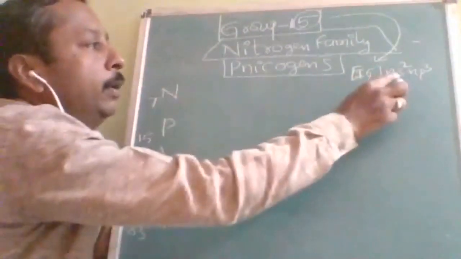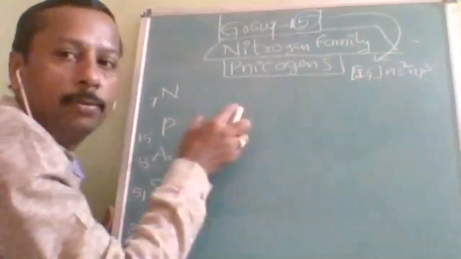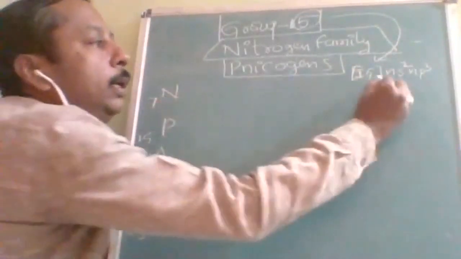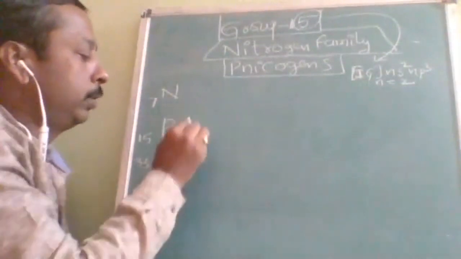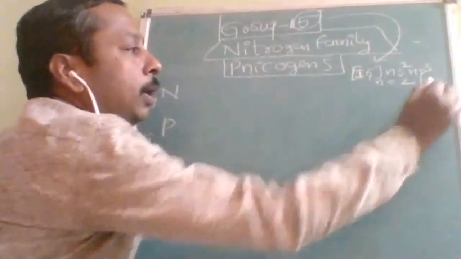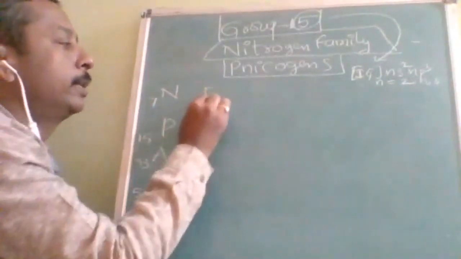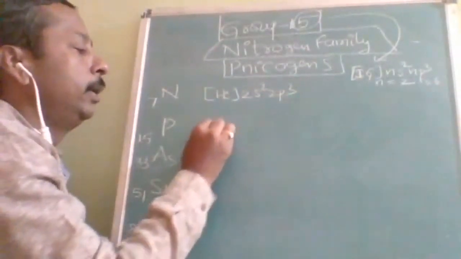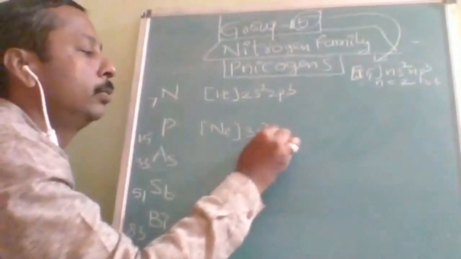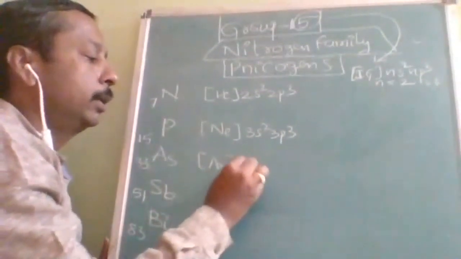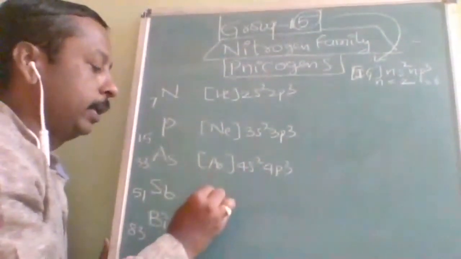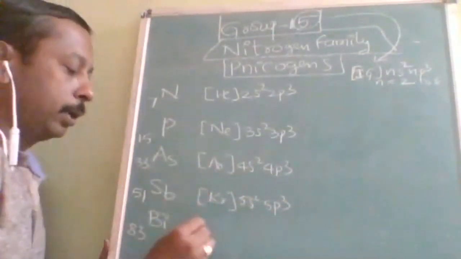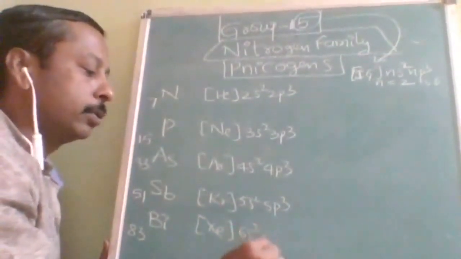If I keep changing the gas and the n value, I can write the electronic configuration of all elements. The n value starts from 2 and goes up to 6: 2, 3, 4, 5, 6. The first inert gas is helium, written as 2s2, 2p3. Then neon, 3s2, 3p3. Then argon, 4s2, 4p3. Then krypton, 5s2, 5p3. Then xenon, 6s2, 6p3.